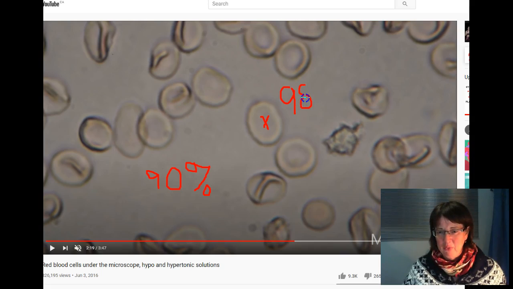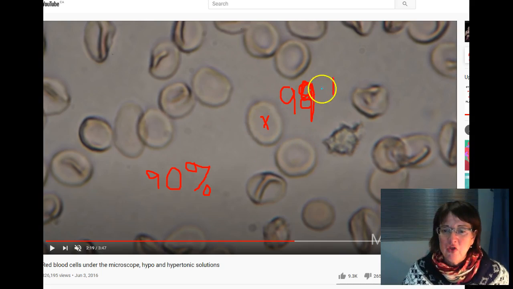It'll be 99.1. Oops, let's go. I can't erase without erasing everything. So it's 99%. Okay, so it's 99% inside. A little bad math there. 99.1 if we want to get technical.